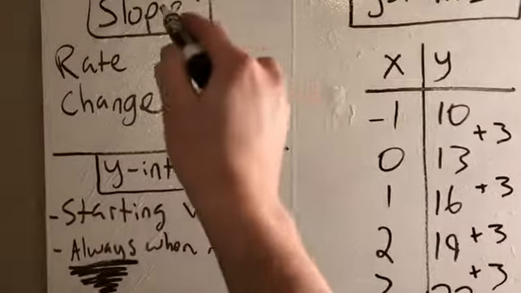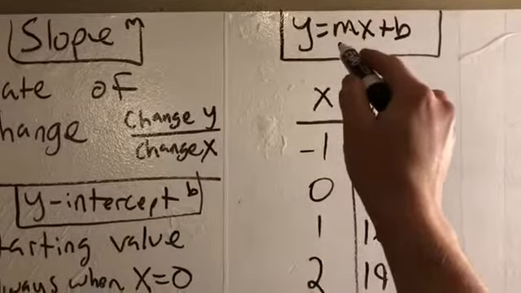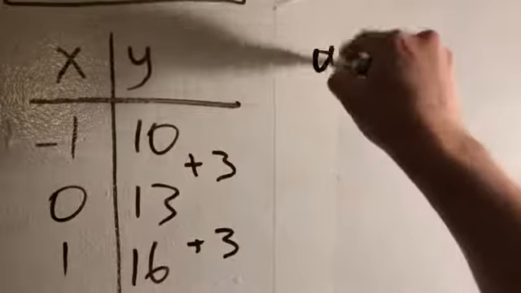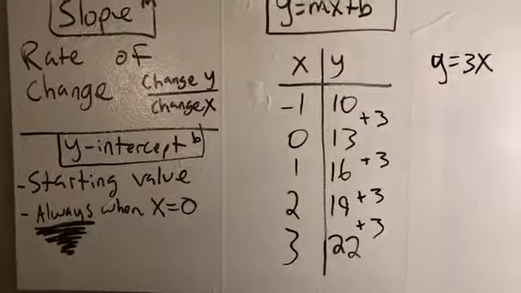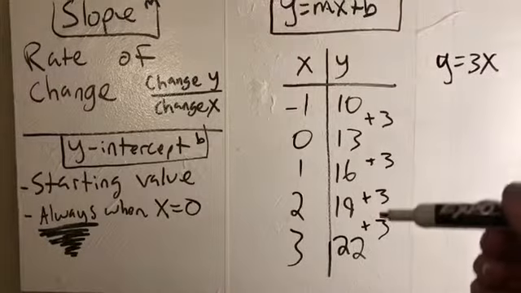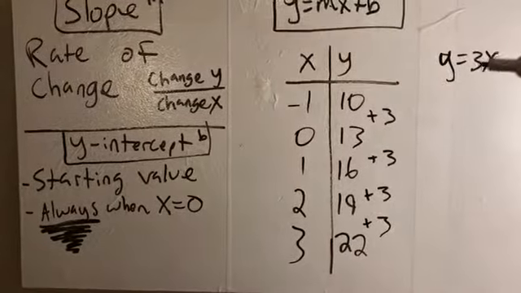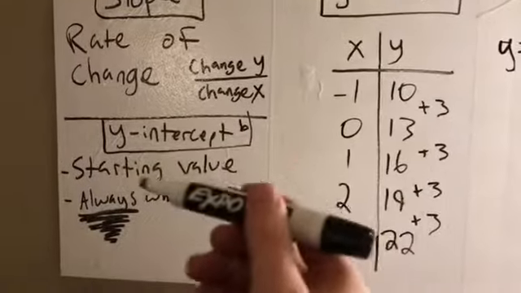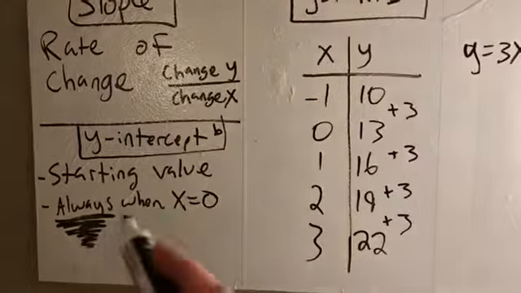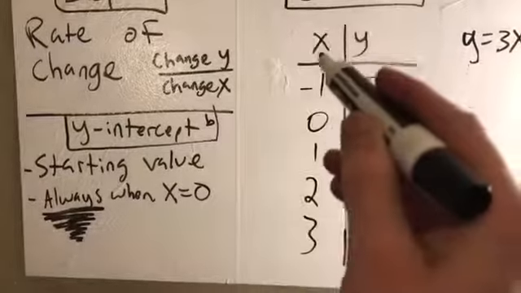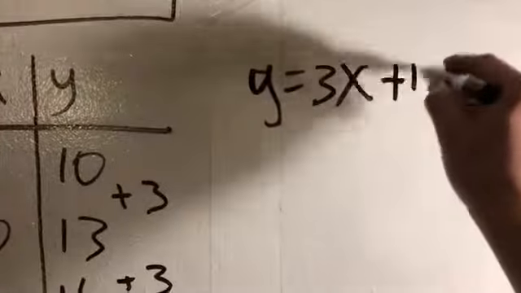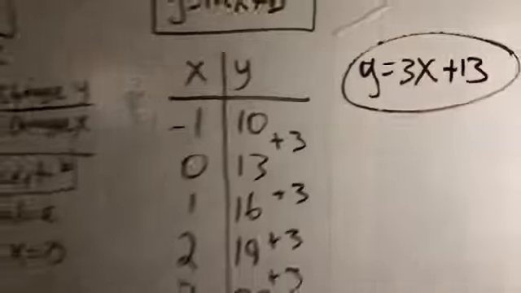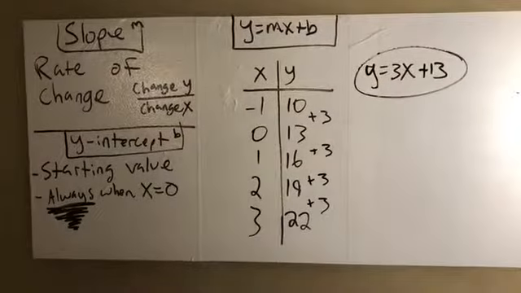Your rate of change, or your slope, is always that number that goes with x. So we can go ahead and write y equals 3x already, because that's my pattern. That's the change, that's what's going to go with x. Starting value is your y-intercept, always when x equals 0. So find where x is 0, and boom, we have a positive 13. 13 will be our answer. Y equals 3x plus 13.